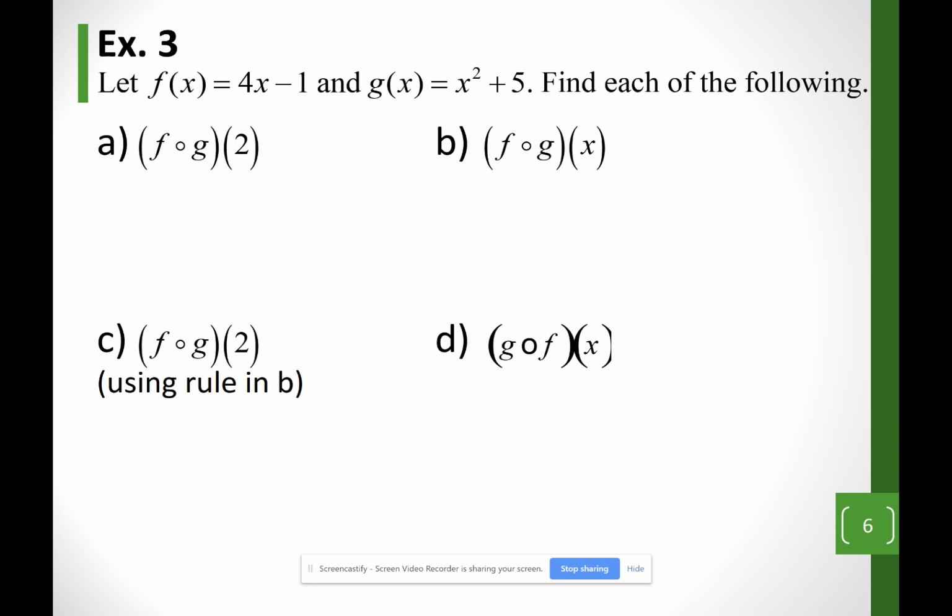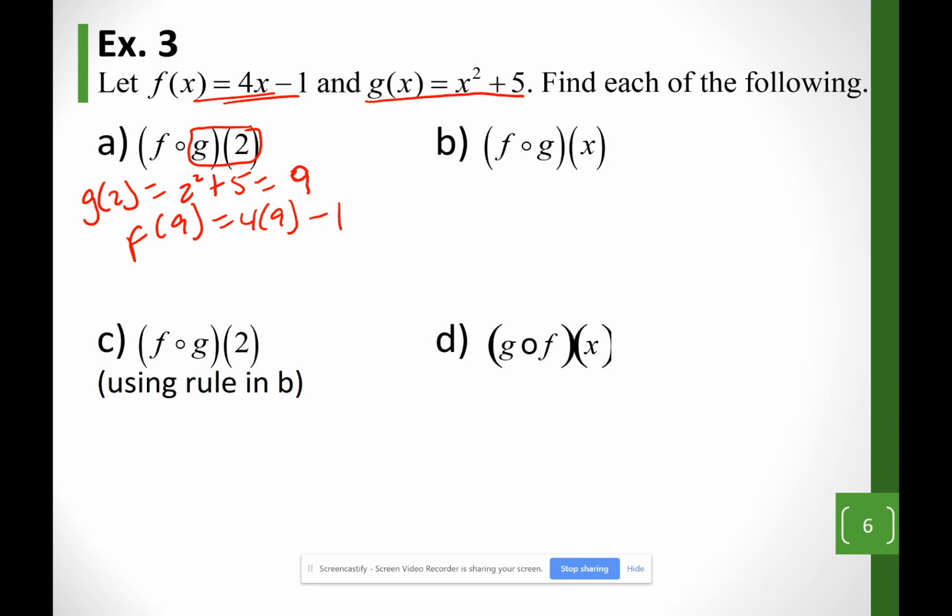Now let's take a look at another example. Now we're going to switch the values of f and g. We're going to start with g of 2. So I'm going to use g. My variable is 2. So g of 2, I have 2 squared plus 5, better known as 9. So g of 2 is 9. Now I'm going to do f of 9. Now I'm using the function f. So I have 4 times 9 minus 1, 36 minus 1, which is 35. So my answer in this case is 35.